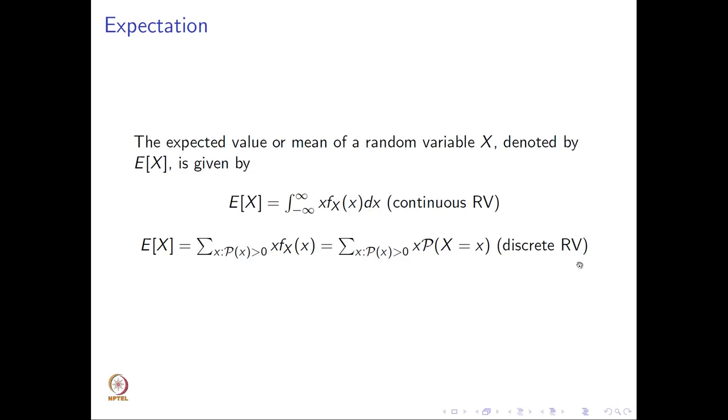In case X is a discrete random variable, we use the following definition. Expectation of X is equal to the sum over all x such that probability of x is greater than 0. That is, we consider all values of the random variable for which the associated probability is greater than 0, x into fX(x). Here fX(x) is the probability mass function of the random variable X, which essentially gives the associated probability for a particular value of the random variable, thus leading to this definition.